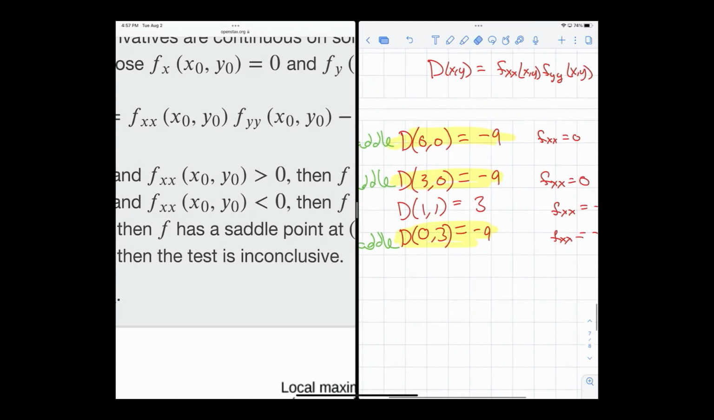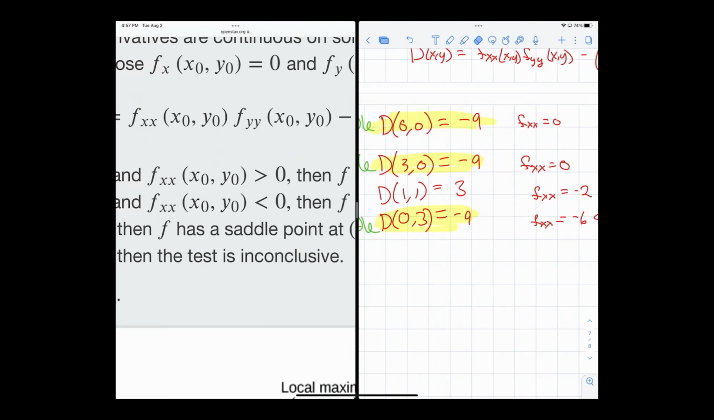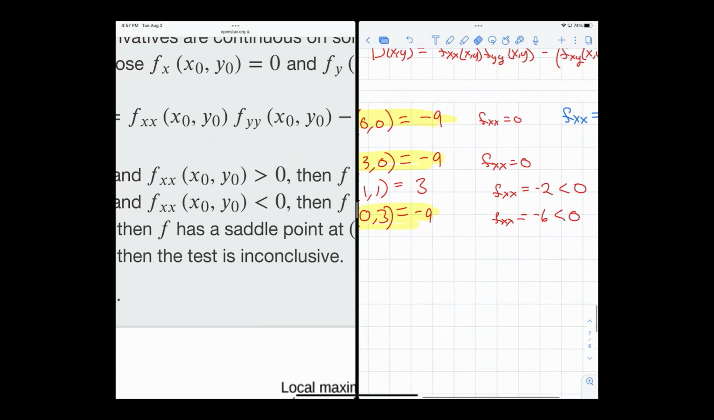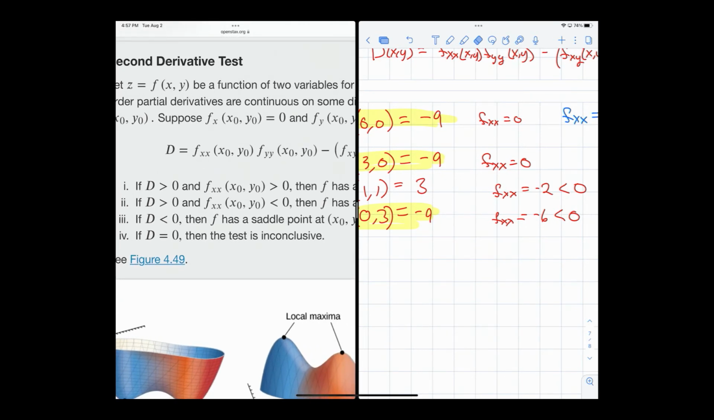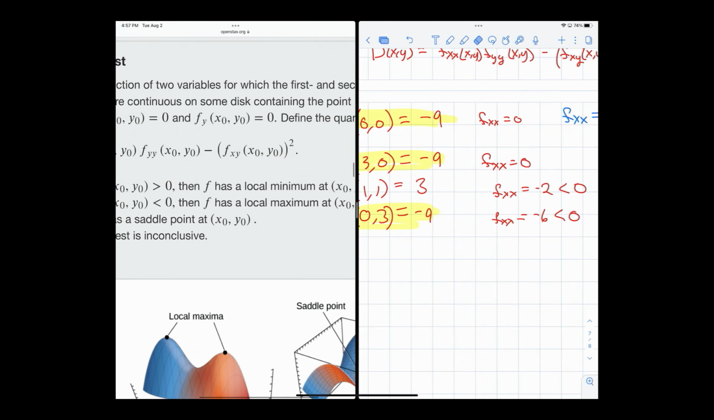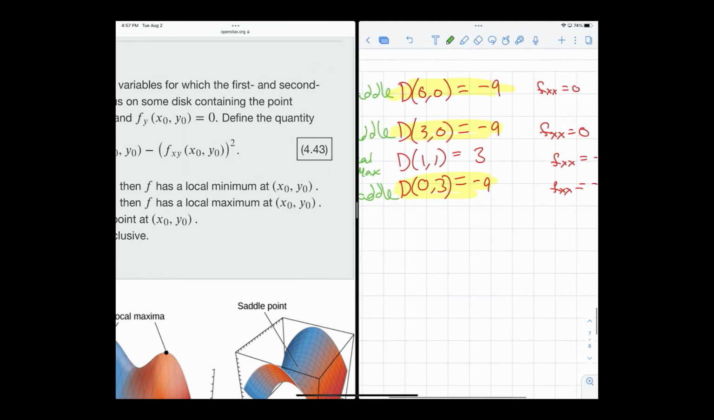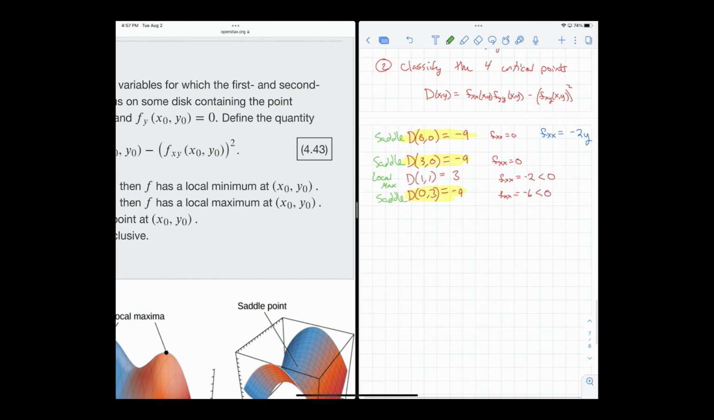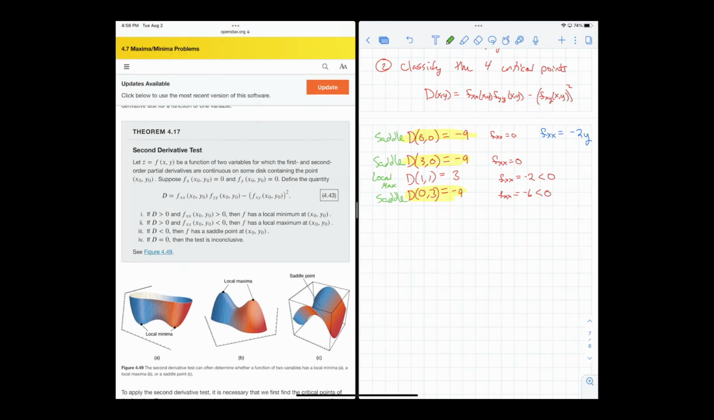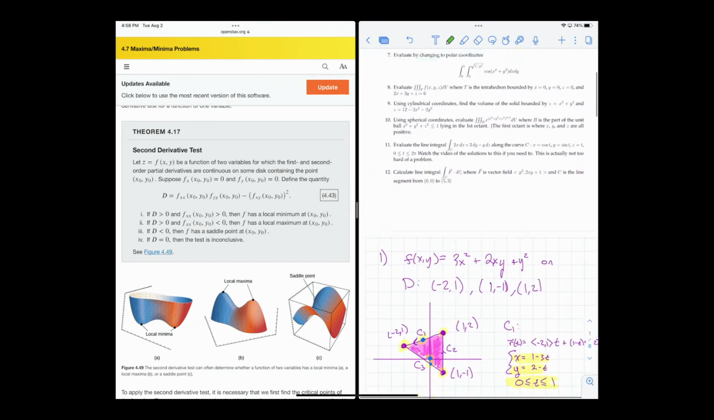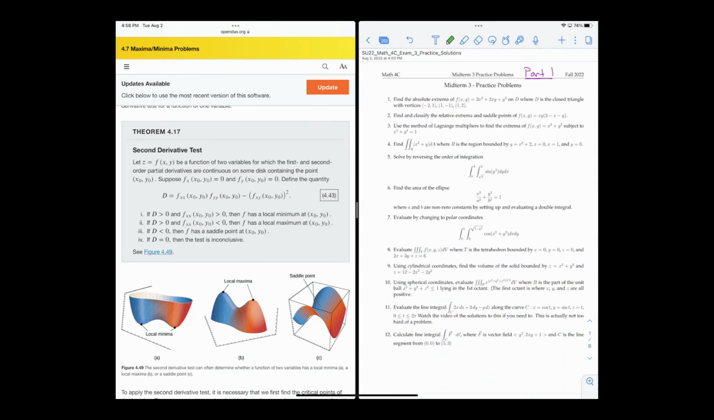So for that third point, D11 is 3, which is positive, and fxx is negative. So that is case number 2. So f has a local max at that point. All right, and that is that. So that's how you classify critical points. A lot easier than the other problem that we did. We're still starting off with very long problems on this. Let's keep going, see if we can get to at least problem 5 here.